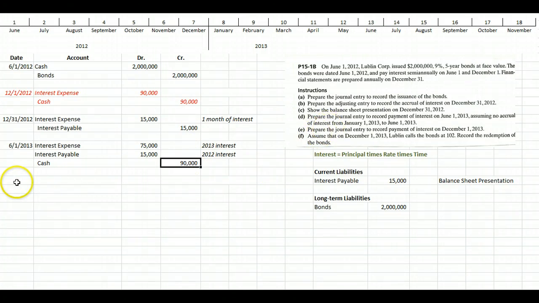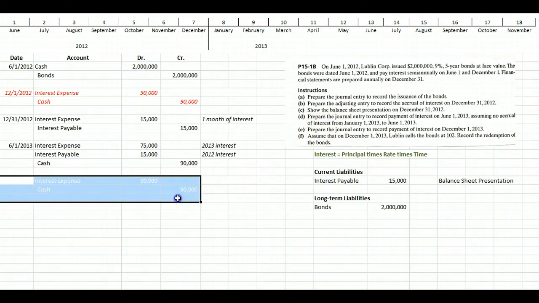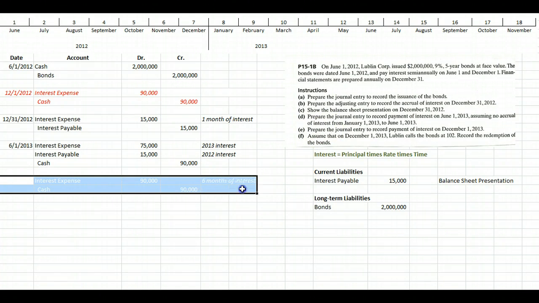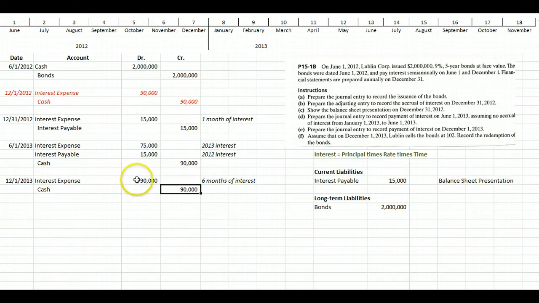Then it says prepare the general journal entry to do the December 1st, 2013 payment. And just like we did back in 2012, we write a check for $90,000. Interest expense is $90,000, which is that $2 million times 0.09 divided by 12 times 6, because we owe 6 months' worth of interest, and we debit interest expense. Since this thing doesn't overlap any years, we don't have to worry about interest payable. This is all interest expense for 2013.